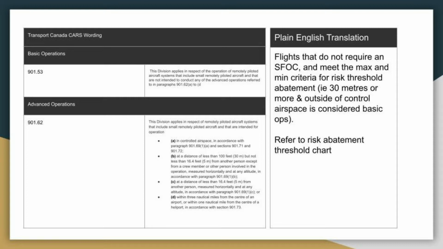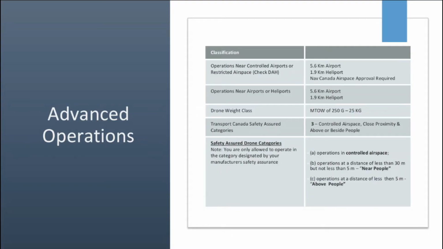The drone must also be within that 250 gram to 25 kilogram range. So, plain English, basically what they're saying is flights that do not require an SFOC, which is a special flight operations certificate, and meet the max and min criteria for the risk threshold abatement, which we talked about earlier, which is 30 meters and outside of controlled airspace, is considered basic operations. This is referred to in that risk threshold abatement chart that I will show you.